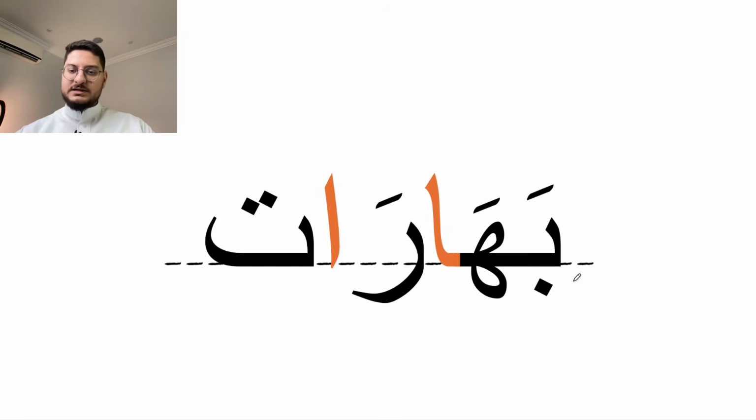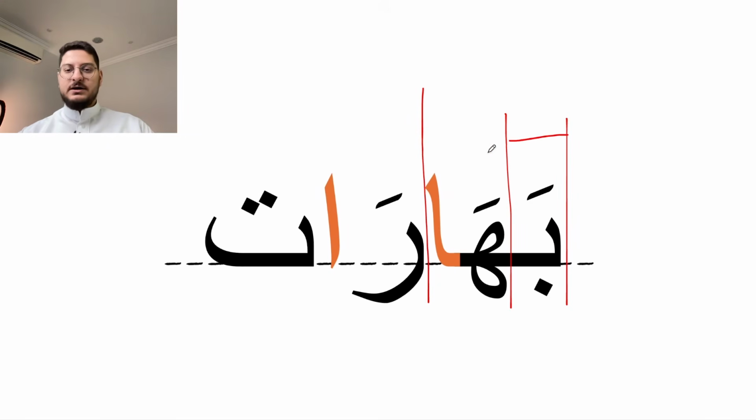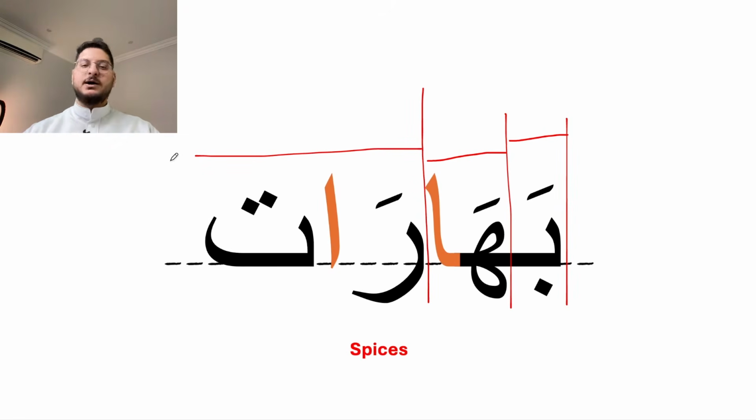Next one, let's split this into syllables. I see a fatha in here, I see another fatha in here, and there's a fatha, so I draw a vertical line before it. The first syllable is basically ba. The second syllable, now see, I have this long in here, which is ha again. So this is ha, it's twice as long because of the alif, so ha, ba, ha, and then rat, baharat, and baharat means spices, baharat.